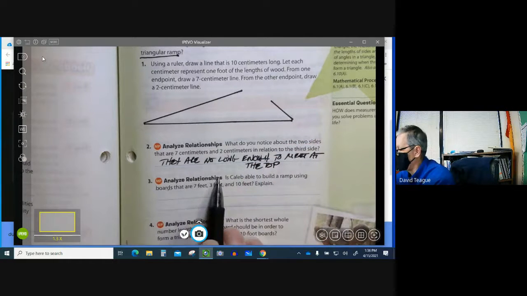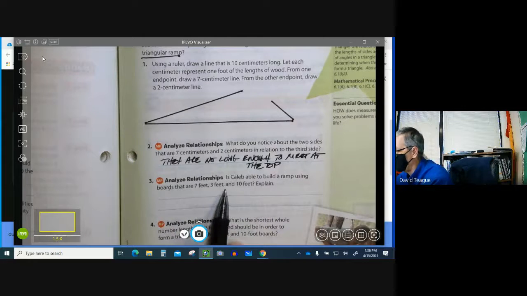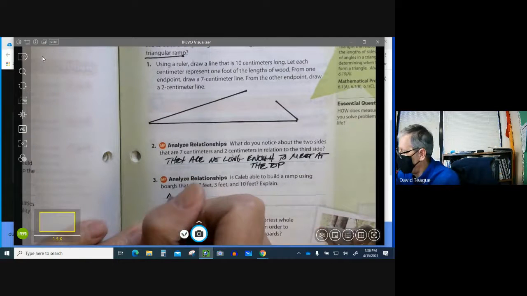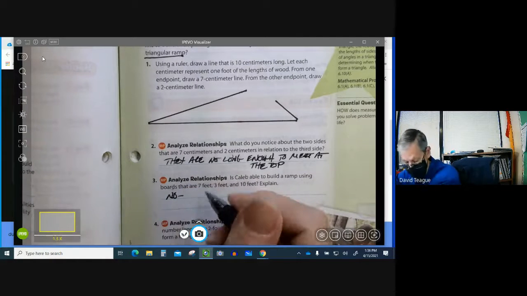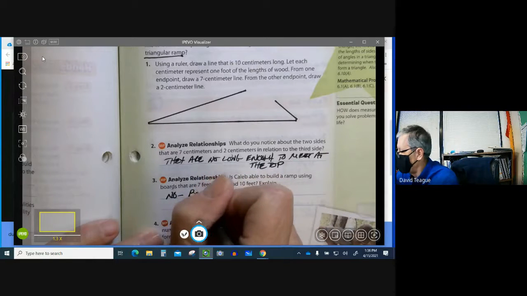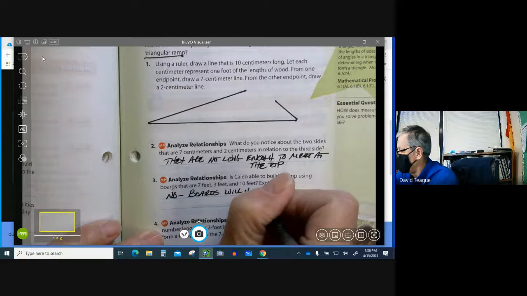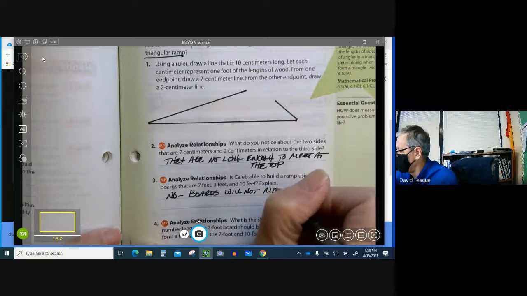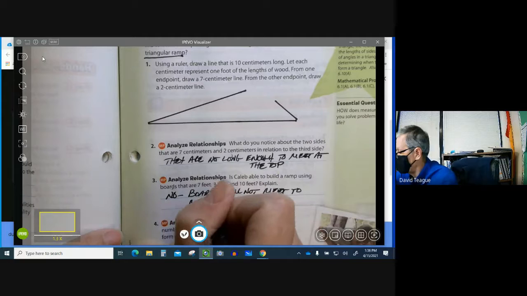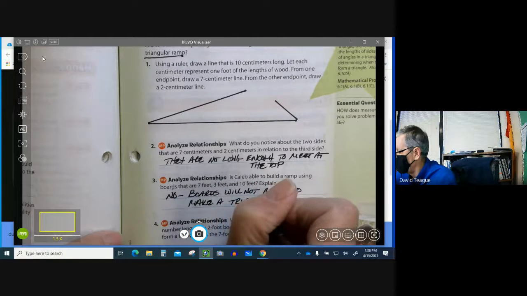Okay, number 3, analyze: is Caleb able to build a ramp using the boards that are 7 feet, 2 feet, and 10 feet? No, he cannot build a ramp. The boards would not meet to make a triangle. Boards will not meet to make a triangle.